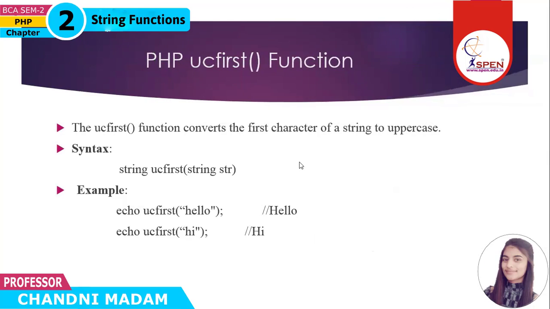So now the next function is ucfirst. This function converts the first character of a string to uppercase. Here the first character of the string is H. So this function converts H to uppercase. The remaining characters stay as they are. Here the first character is H. So this function converts H to a capital letter. The remaining I is small. So there are no changes in the remaining characters.